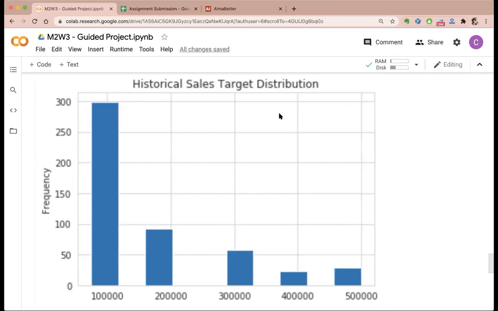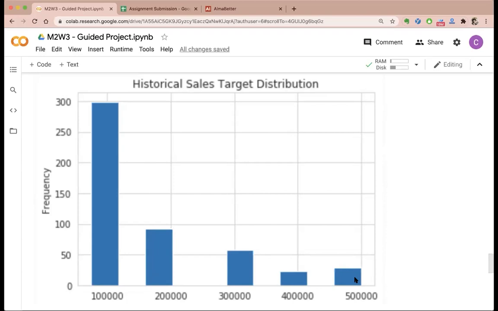So you have your sales target. What I can say from here is that most of the time the sales target is 100K. That is correct. Someone says that this looks like an exponential distribution, so exponentially decreasing sales targets. So 100K is the most frequent target. That is correct. 200K is this much, 300 is this, 400 is this, and so on.